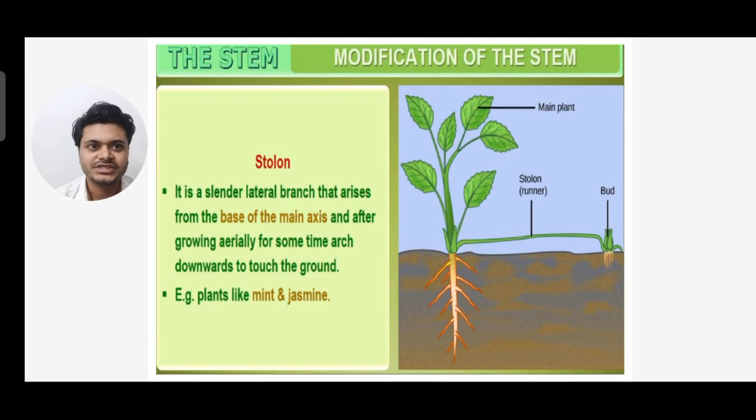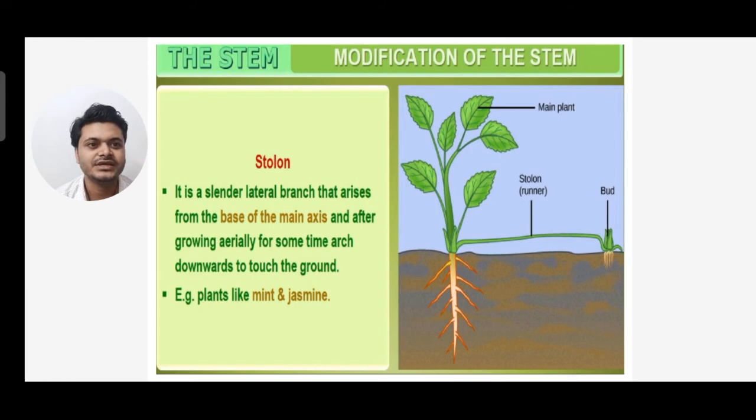Next we have stolon. This is another modification of stem. So what is a stolon? It is a slender lateral branch that arises from the base of the main axis and after growing aerially for some time arcs downwards to touch the ground. So they are called stolons. You can see the figure, stolon or runner, the label has been given.